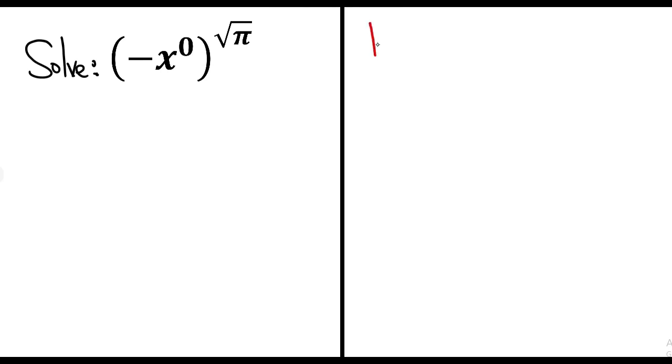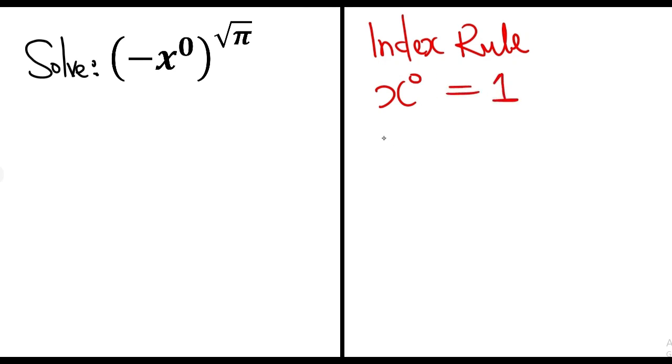and according to the index rule, any number or variable to the power of 0 obviously equals 1. So definitely x to the power of 0 equals 1. Even if it is (x + y), all in parentheses, once it is to the power of 0, surely it is going to be equal to 1. So what I have here is just 1.